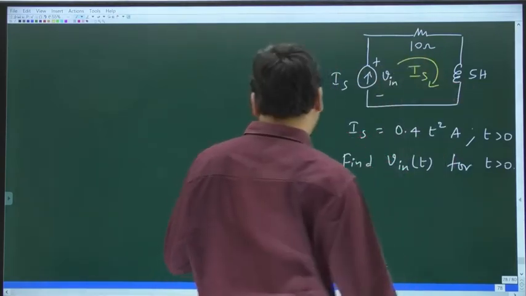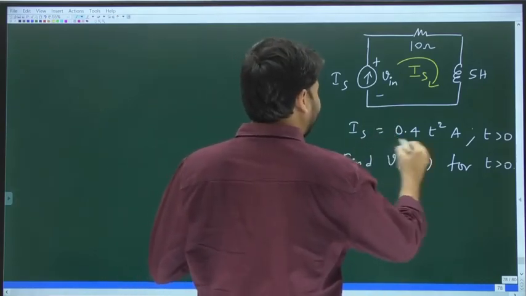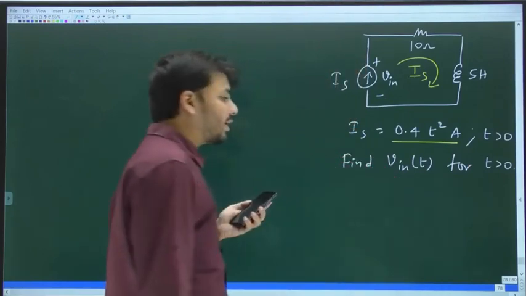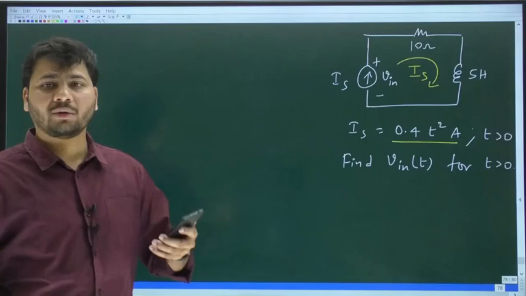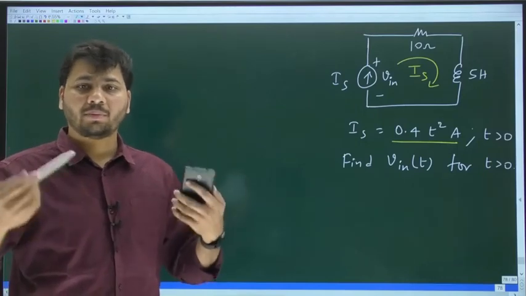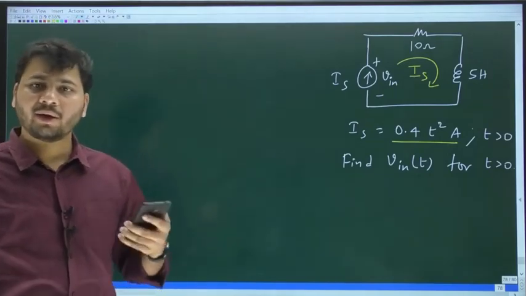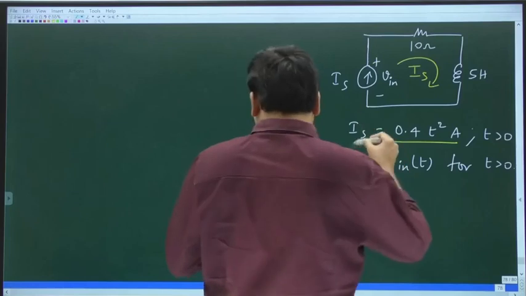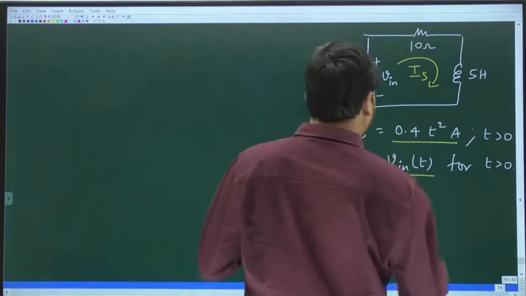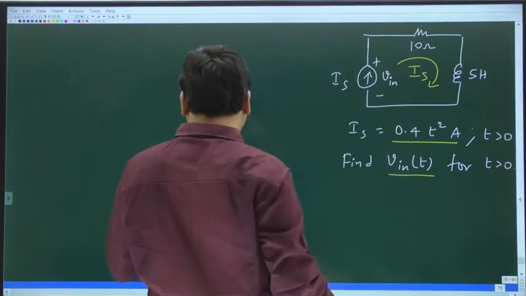So what is the current flowing in this loop? It is I_s, and the I_s value given is 0.4 t square. So how does the input current vary with time? It varies parabolically with time. It will increase with time like a parabola. And what are you asked to find? You have to find V_in of t. V_in is the voltage across the current source.